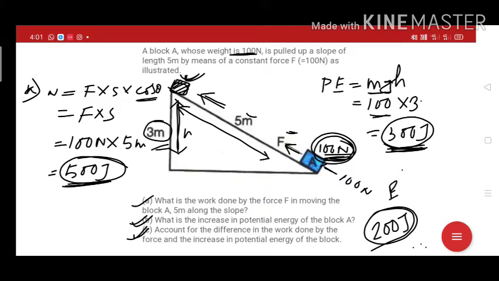So energy, we will write energy loss due to the friction in the slope is 200 joule. Clear?